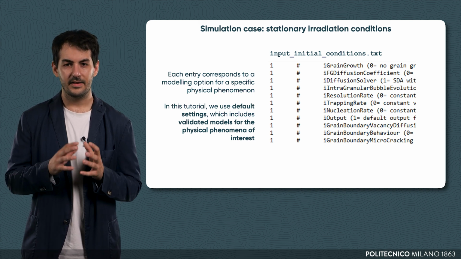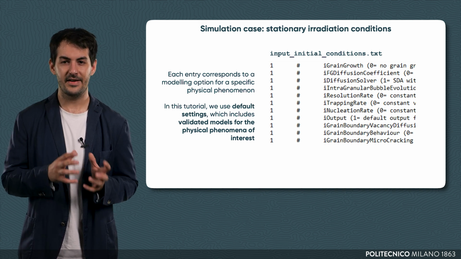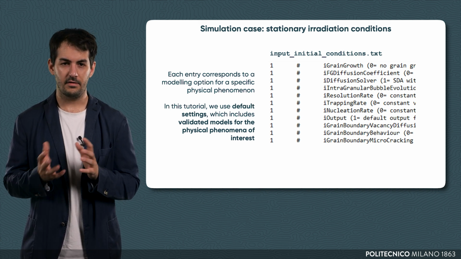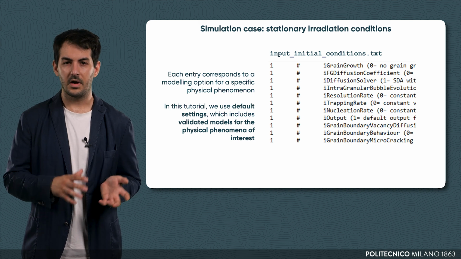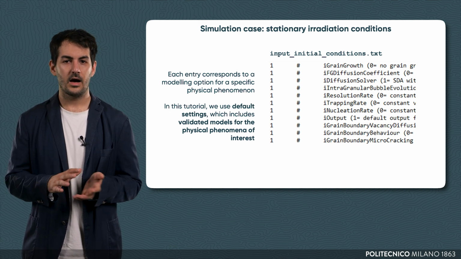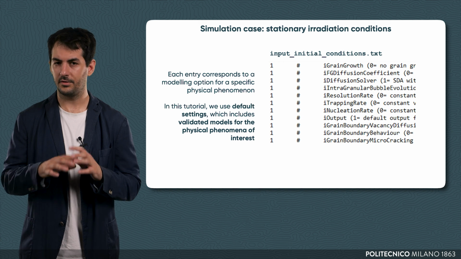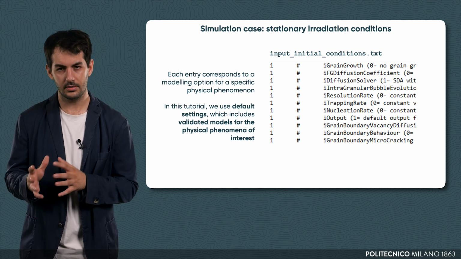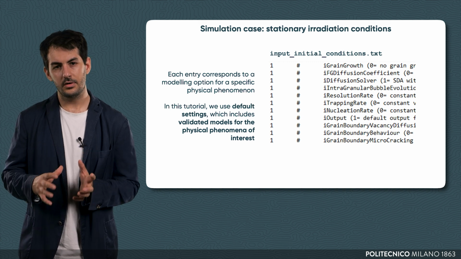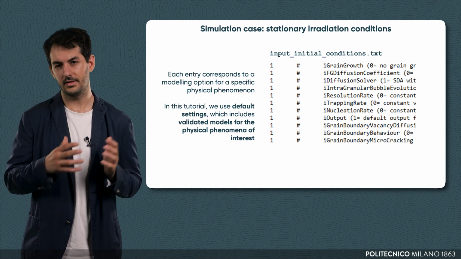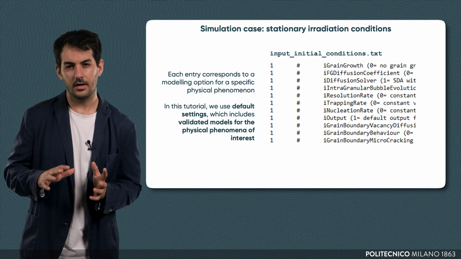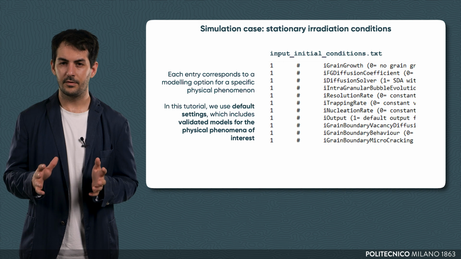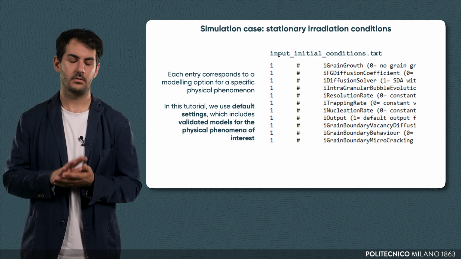The settings define which physical models are activated for each phenomenon. For example, whether intragranular diffusion is considered, how grain boundary saturation is modeled, how trapping and resolution processes are treated. The settings allow you to select different modeling options to adapt the simulation to specific conditions or experimental setups. In this tutorial, we use the default settings, which correspond to validated models for standard UO2 fuel behavior.